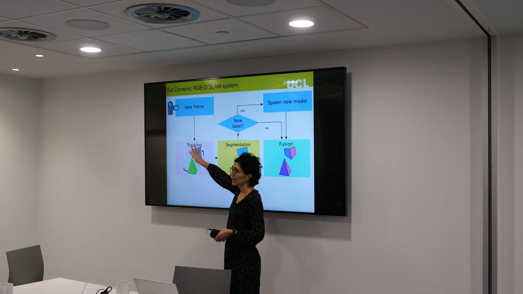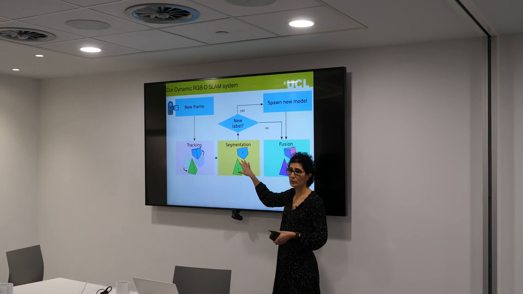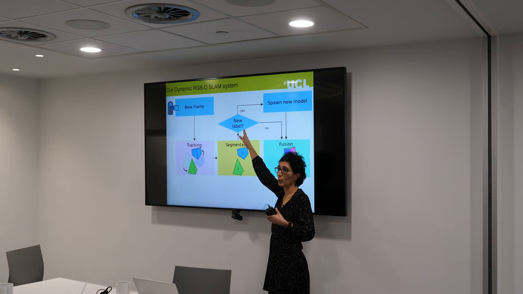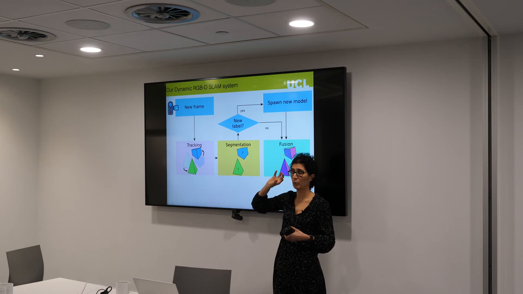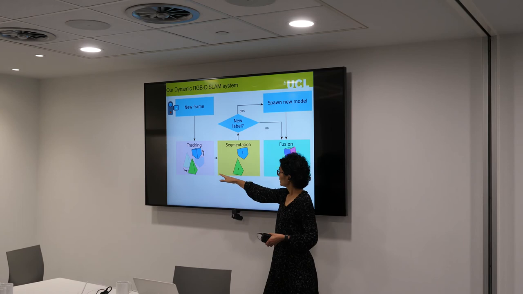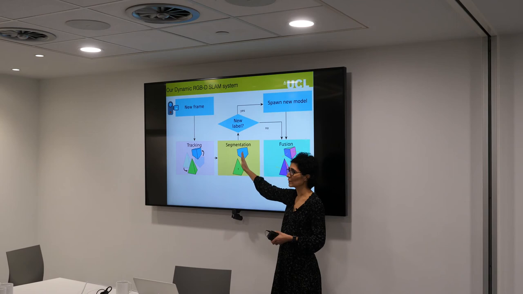We then perform segmentation in the image, and given the segmentation, if we see that a new object has appeared, then we'll spawn a new 3D model for that particular object. It will be included into the map and we start tracking it independently. So we're still doing tracking and fusion, alternating between these two things, or tracking and reconstruction, but we also have this segmentation step in the middle so that we can reason about the different objects.